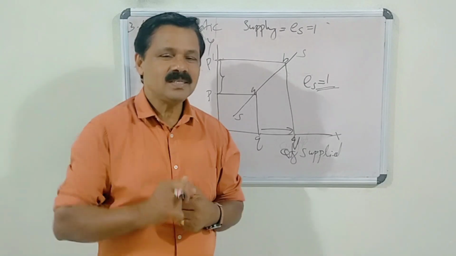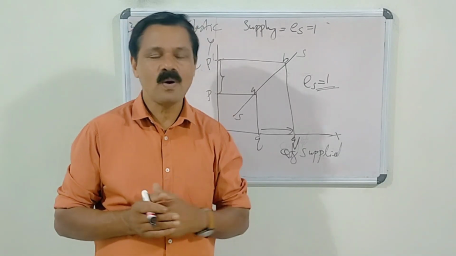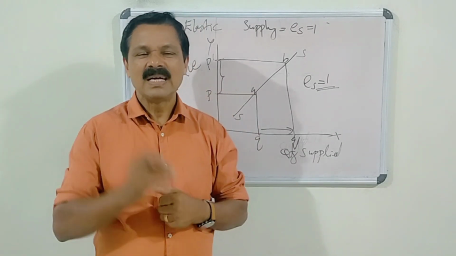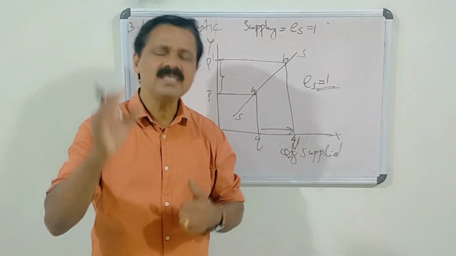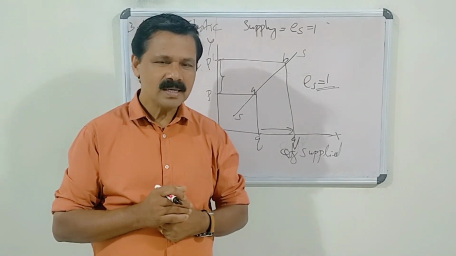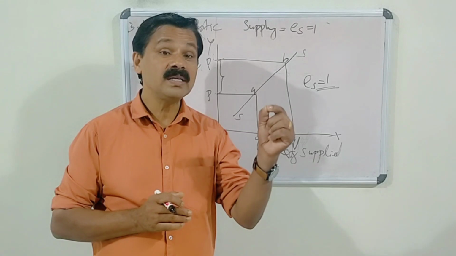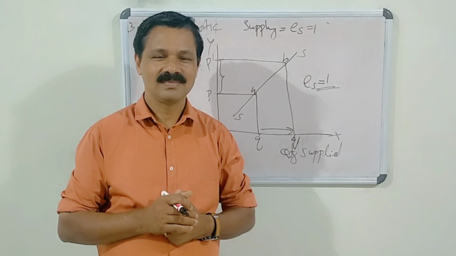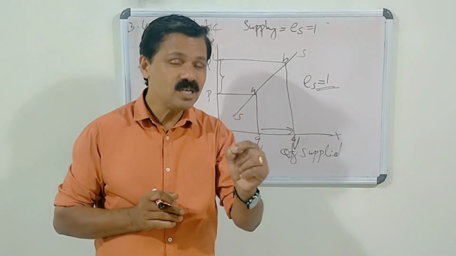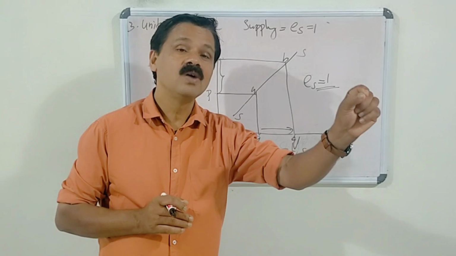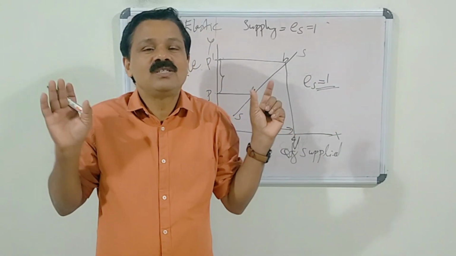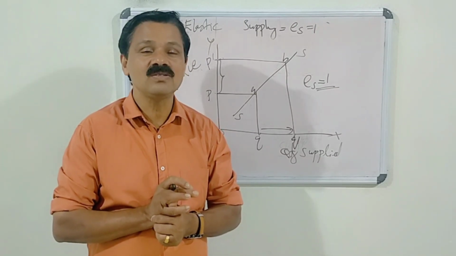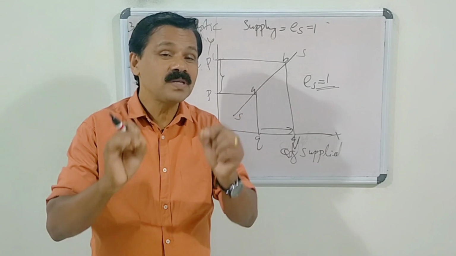And the fourth type of elasticity of supply is relatively elastic supply, or elastic supply. Here, the percentage change in quantity supplied will be more than the percentage change in its price. The percentage change in quantity offered for sale will be greater than the percentage change in price. Here the value of elasticity of supply is greater than 1.